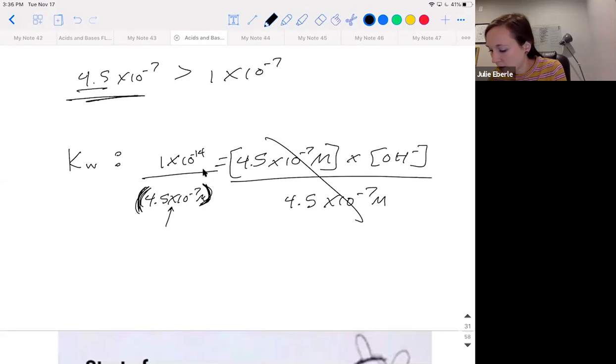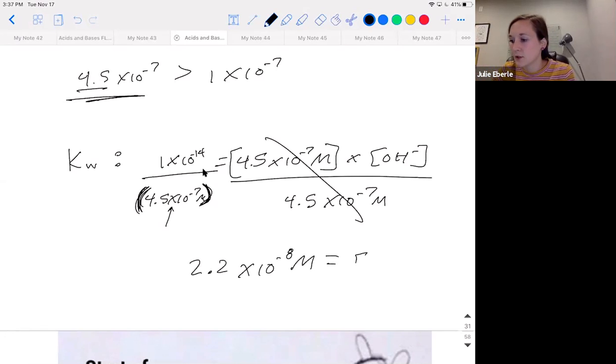I'm watching the chat. I'm going to try to solve it too. Y'all let me know what you get. Divided by 4.5 times 10 raised to the negative 7. Oh, my calculator did not give it to me in exponents. Yeah, so I got 2.2 times 10 to the minus 8. Is that what y'all got? Okay, so that's the concentration of OH minus.